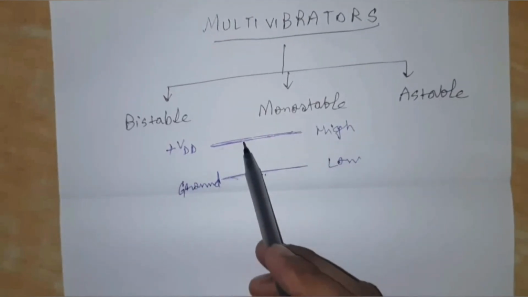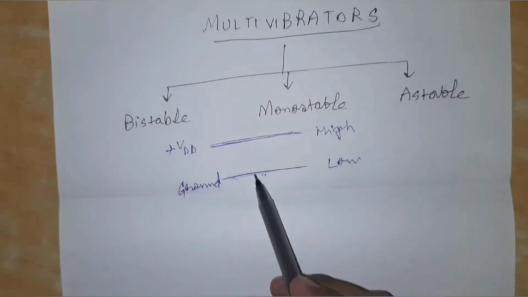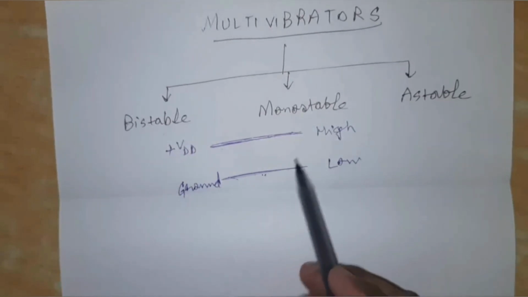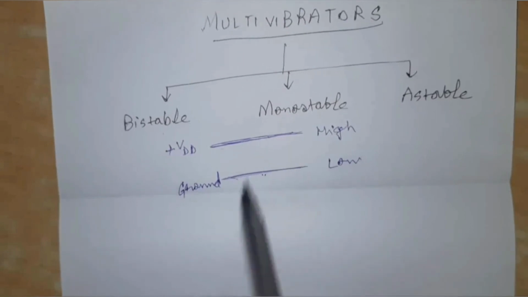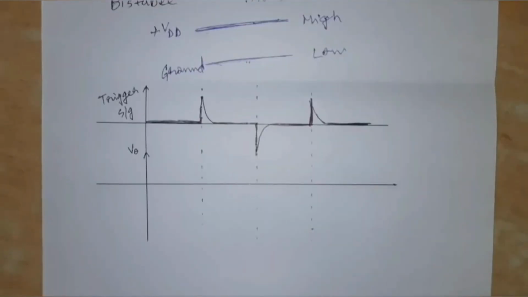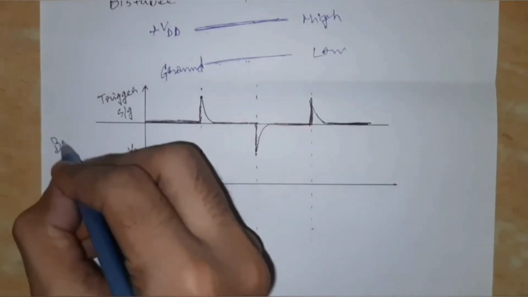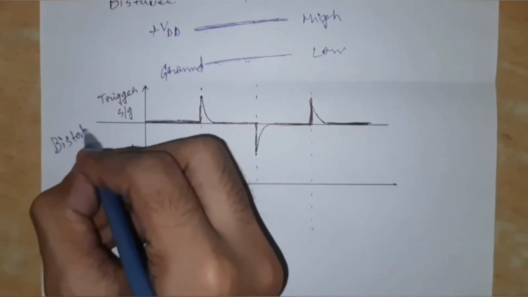So when we apply a trigger signal, then the output comes to the other state which is also stable. So it continues to stay in that state until and unless another trigger signal is applied, which forces the output to again go back to the previous, that is the first stable state. So just to give you a feel of bistable multivibrator, I have drawn two of the signals.